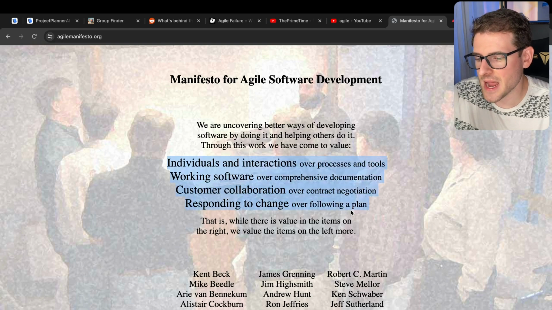So I would say if you guys are bashing Agile and you haven't actually read through this manifesto, it's literally four sentences.